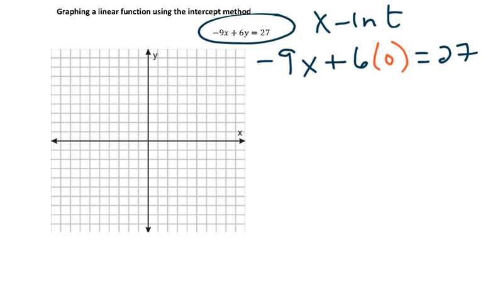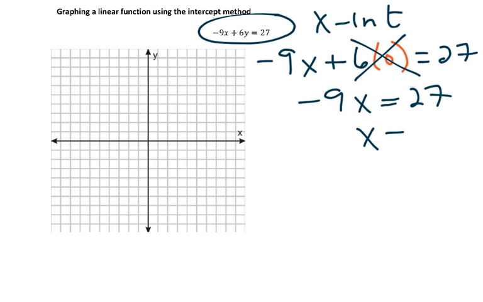So if we do that, notice that cancels, so I get negative 9x is equal to 27, and if I divide by negative 9, I get x equals negative 3. So now I know that the x-intercept is negative 3, so on the x-axis, I'm going to plot negative 3. So it's right there.